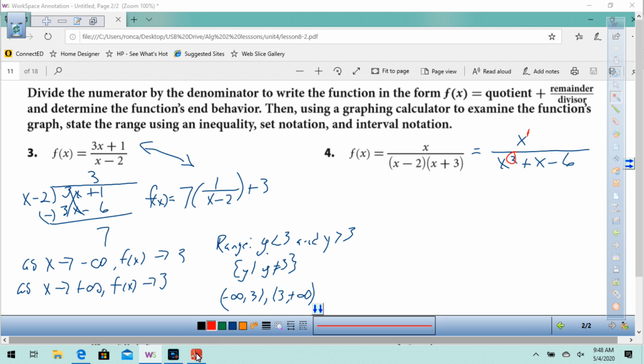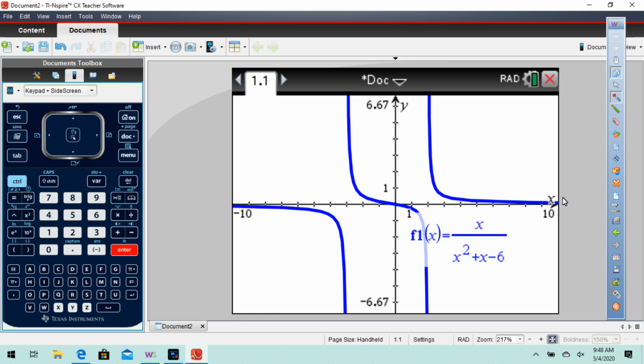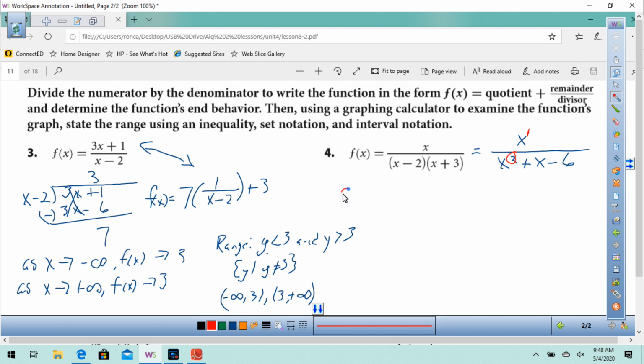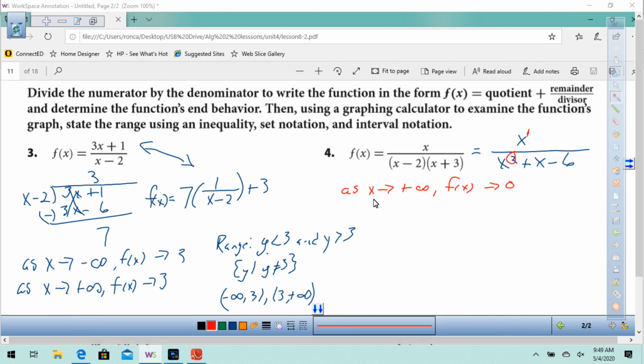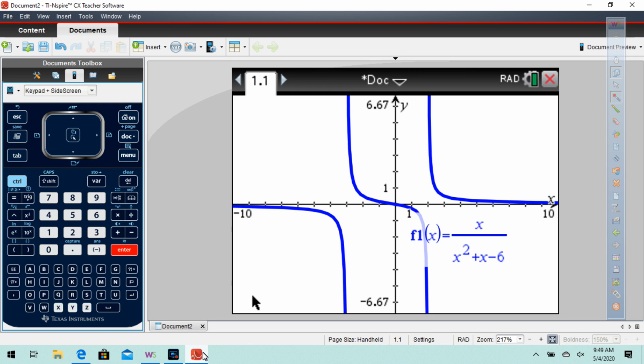So how do we determine the end behavior? As x approaches positive infinity, f of x approaches 0. As x approaches negative infinity, f of x approaches 0. Okay, either way.